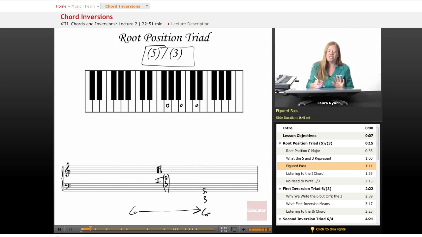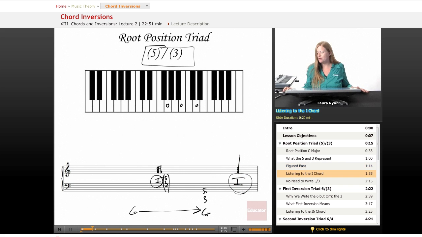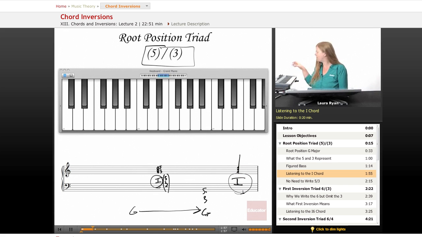So we don't need to write 5 and 3 for capital Roman numeral 1 in the key of G. Because when you have this, you understand that the third interval and the fifth interval are already there. This capital 1 in the key of G tells you that you are going to be playing a 1 chord in the key of G. So let's play the 1 chord in the key of G. Here we go. Root position.